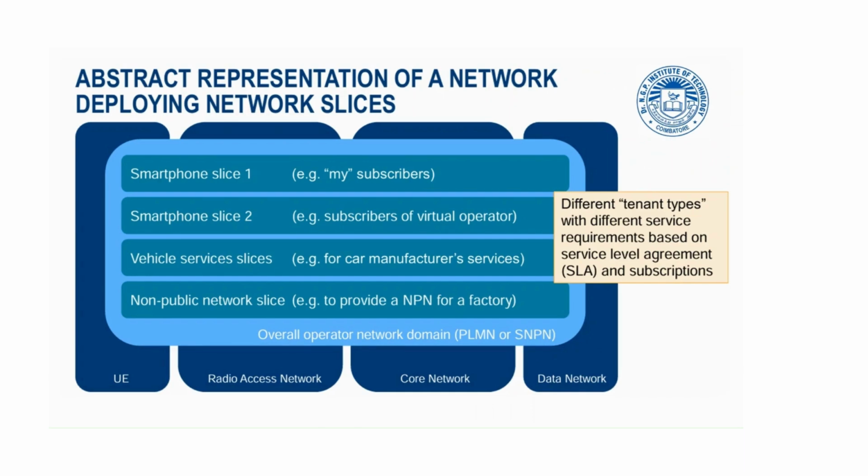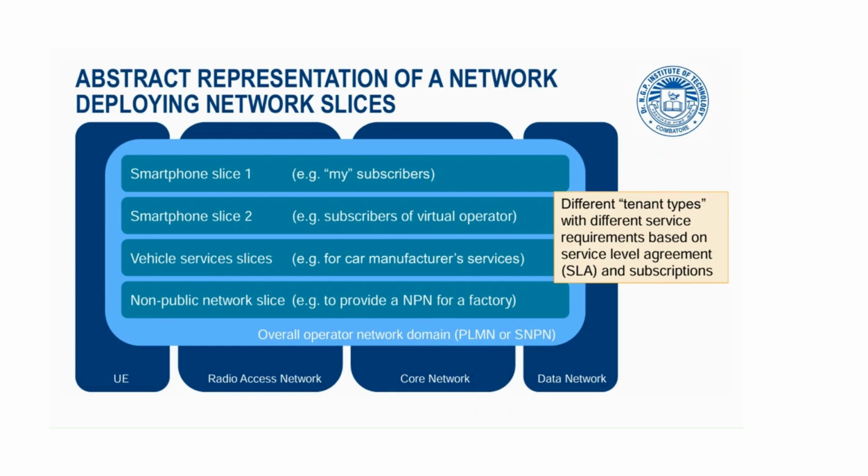The network slices, each row in the central box, we will go through one by one. Each box in the central box describes a distinct network slice, which is a virtual network running on a shared physical infrastructure. For example, smartphone slice 1 is for an operator's direct subscribers, for example, a customer of a main telecom brand can use this particular slice.